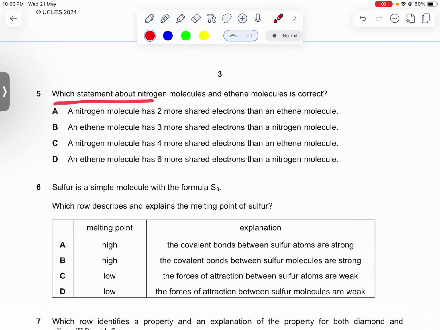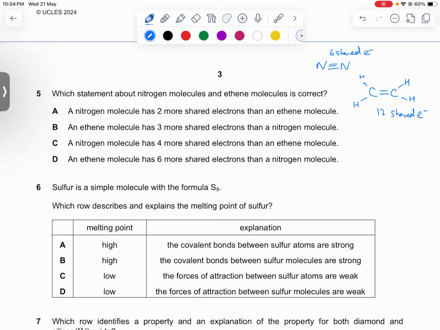Question number 5. Which statement about nitrogen molecules and ethene molecules is correct? A nitrogen molecule has two more shared electrons than an ethene molecule. Well, for this we'll have to show a nitrogen molecule. This is a nitrogen molecule, and an ethene molecule is this, right? Nitrogen has a total of 6 shared electrons, and an ethene molecule has a total of 1, 2, 3, 4, 5, 6, meaning 12 shared electrons, because it has 6 bonds. So it has 12 shared electrons.